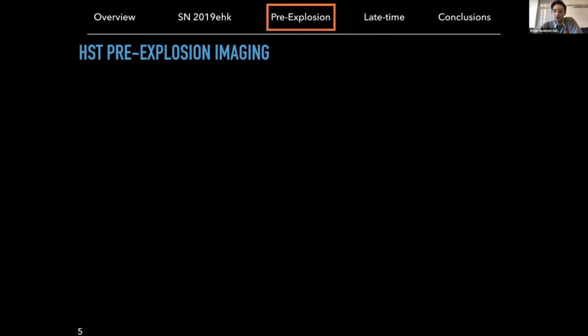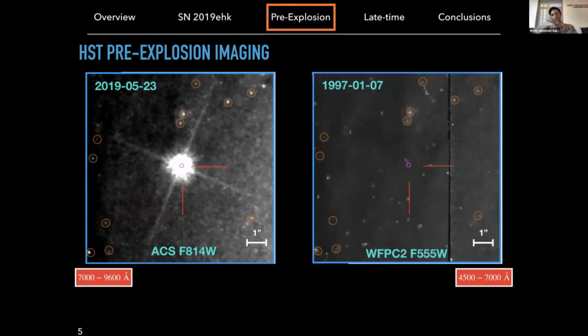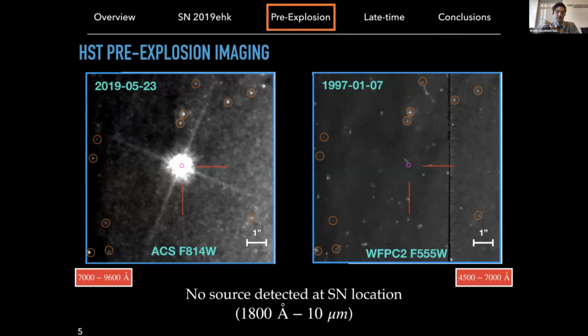So moving towards that data set, what I'll highlight is the HST imaging, because it's something that we can then use to look at the pre-explosion space. On the left, I'm showing an HST image of the supernova itself. And then the reference, an archival image almost 20 years before. What we identified was that in this really large phase space of the SED, there was no detected source at the location of supernova 2019ehk. And that made us conclude that the progenitor had to have been below this detection limit.